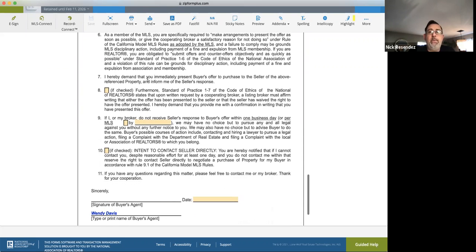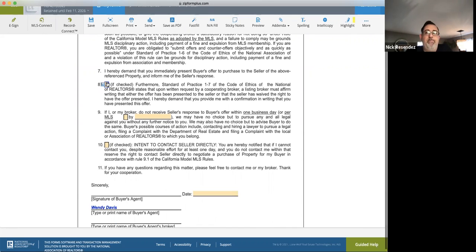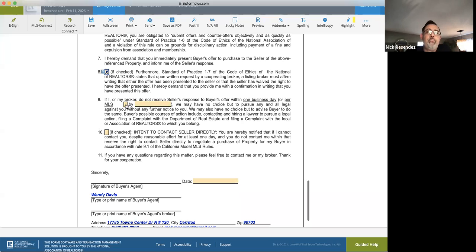Number 7, I hereby demand you immediately present the offer. And then furthermore, depending on if this applies, which it should, upon written request by a cooperating broker, a listing broker must affirm in writing that the offer was presented or the seller has waived the right to have the offer presented. That does apply because our NAR rules do state that we can ask for confirmation an offer was presented. If we do not receive a response to the offer within a business day, we may have no choice but to pursue any and all legal remedies against you without further notice. And again, this is just putting them on notice that we can take actions for your refusal to present.